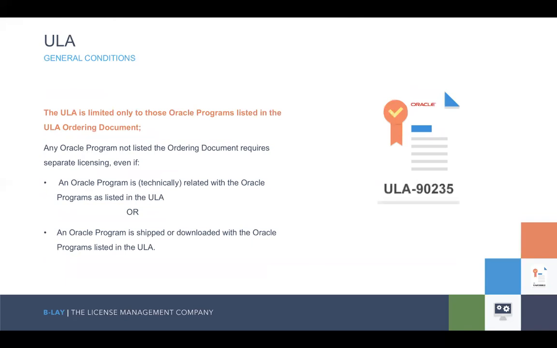Now, apart from that, like we said, there is a limitation in terms of the specific products that are listed in the ULA ordering documents, because only those specific products that are part of the ULA ordering documents are allowed to be used under this unlimited license agreement.